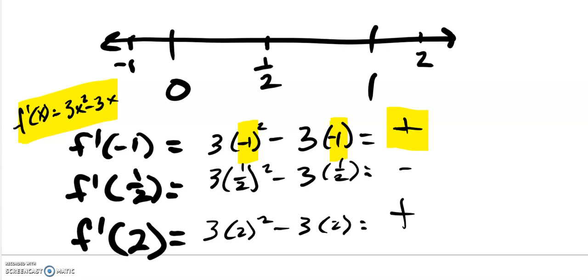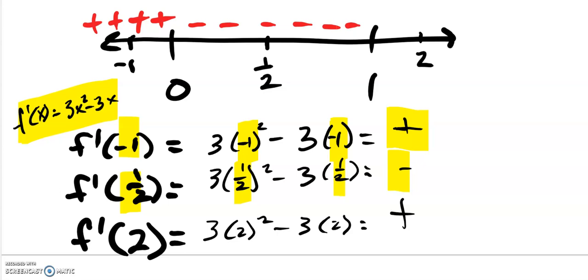So up on our number line, when it's -1, it's positive. So between -infinity and 0, your slopes are positive. And then when you plug in 1/2, right there, you get a negative answer. So between 0 and 1, your slopes are going to be negative. And we don't have to test any other points because our critical points are the only places where the slope could change from positive to negative or negative to positive, right? So any other point in there that we plug in has to be a negative value into your derivative.